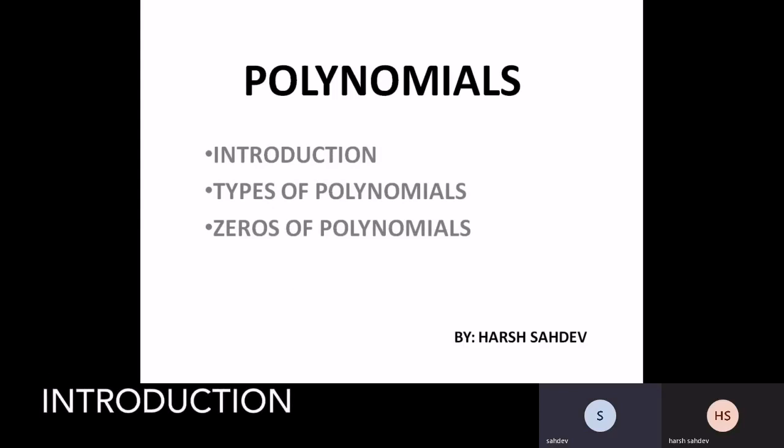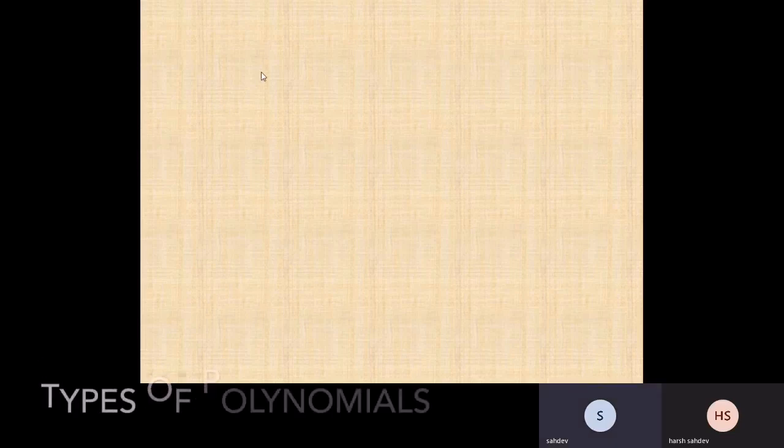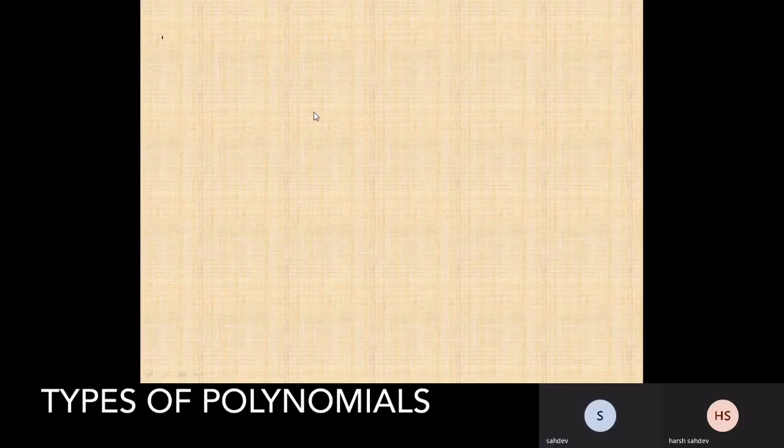Today we will study the second chapter from your NCERT book, that is Polynomials. So, coming to this, we will study three topics today. First, introduction of polynomials. Second, types of polynomials. Third is zero of polynomials. Now, first let's go to the introduction part and see what actually a polynomial is.